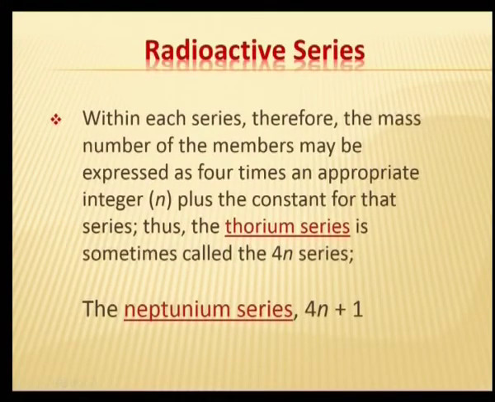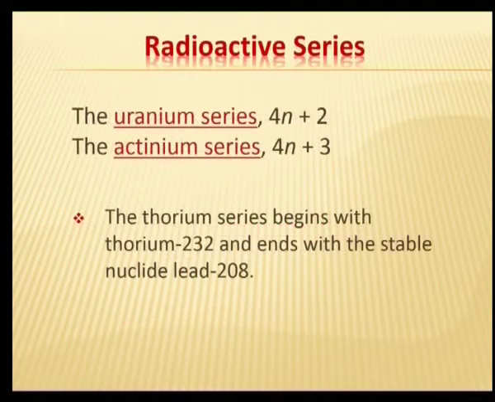So, thorium giving rise to alpha, beta and all these things, coming to a very stable nucleus, that is called a 4n series. You have the radioactive decay, right? It comes to a stable state. The Neptunium series is called a 4n plus 1 series. Then the uranium series is called the 4n plus 2 series. The actinium series is called the 4n plus 3 series.